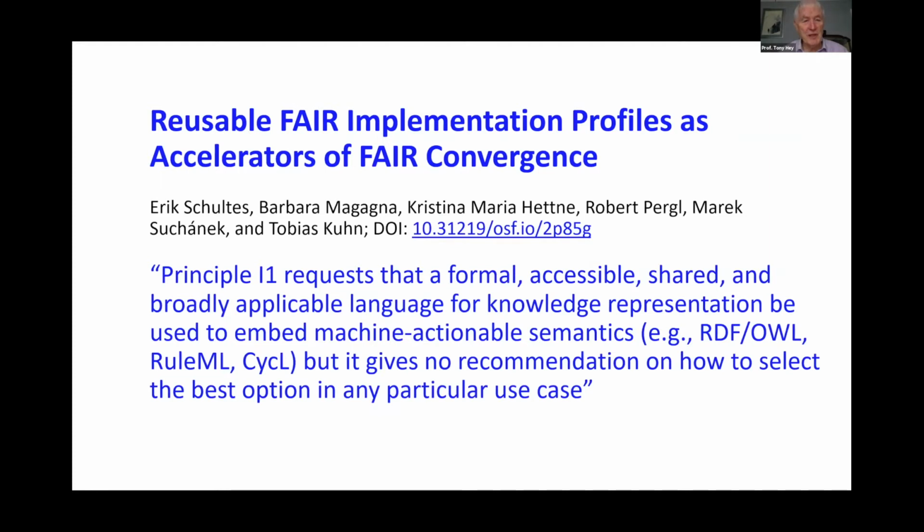I'll just pick out one of these things. This is the reusable FAIR implementation profiles, and they want to see if they can publish what they call FIPs, FAIR implementation profiles, to accelerate convergence. But just picking out one sentence from this paper, principle I1, that's interoperability, requests that a formal, accessible, shared, and broadly applicable language for knowledge representation be used to embed machine actionable semantics. All right. And so they suggest technologies such as the semantic web technologies of RDF and OWL, but also other languages possible, RuleML and Psych, but it doesn't actually tell you have to use a particular one, but it does talk about the machine actionable semantics.